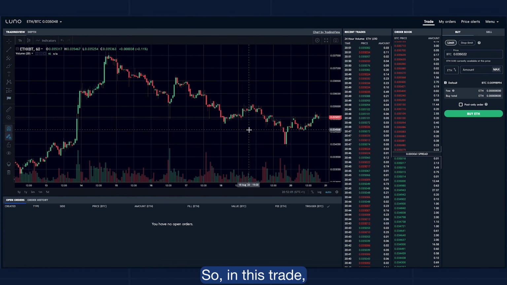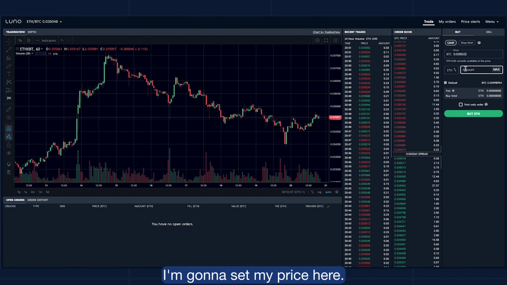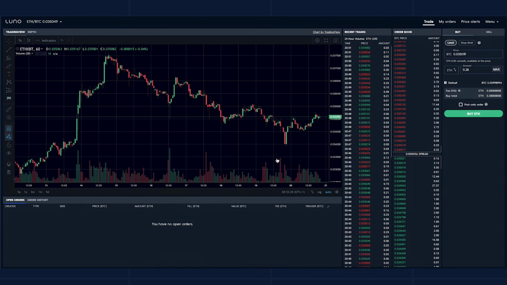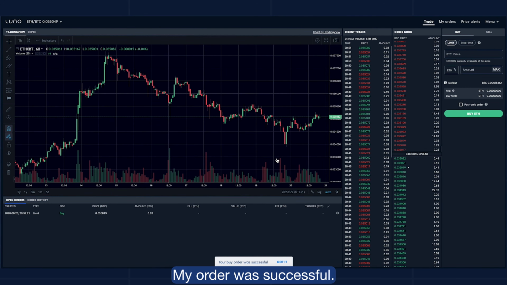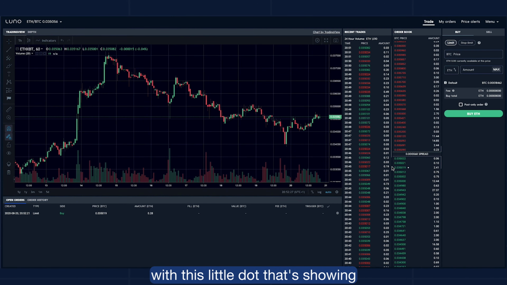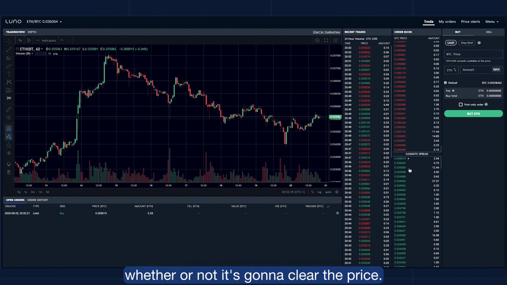Okay, cool. So in this trade, I'm going to set my price here. This will auto book my price. I'll pick the max amount. You can see there's no fee. And I'm going to click buy ETH. My order was successful. And again, I can see where it is on the exchange with this little dot that's showing whether or not it's going to clear the price. So yeah, just wait for it to clear.